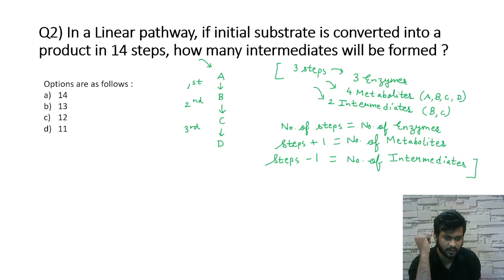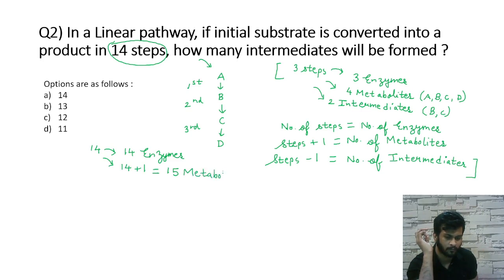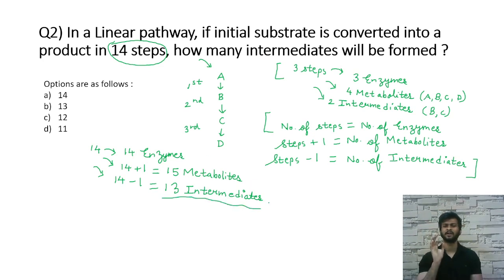Now we can easily solve our question. In the question it is given that number of steps are 14. If there are 14 steps, there will be 14 different enzymes because each step will be catalyzed by a specific enzyme. 14 plus 1, number of metabolites will be 15. Steps plus 1. Number of intermediates will be steps minus 1. From this information, 13 intermediates. And number of how many intermediates will be formed is asked. So there will be total 13 intermediates in the linear metabolic pathway consisting of 14 steps. So the correct option is B, that is 13.